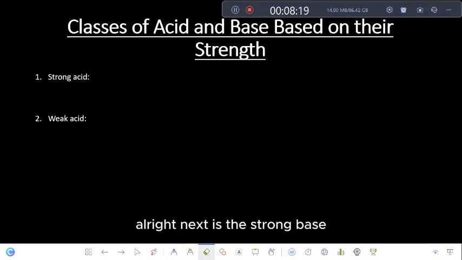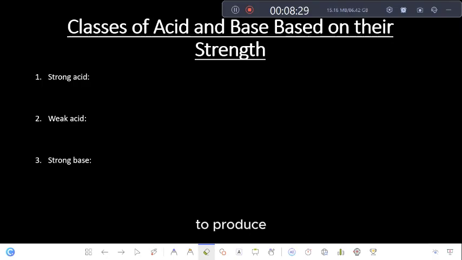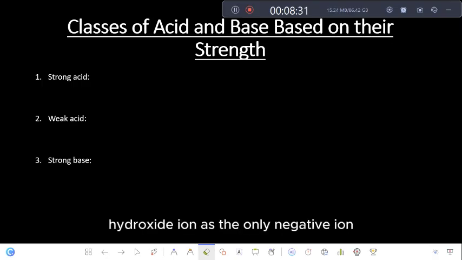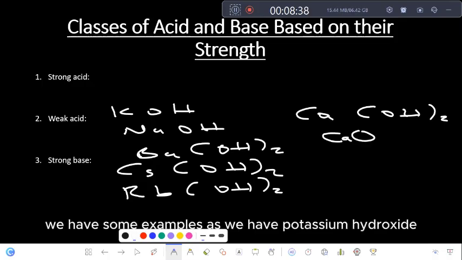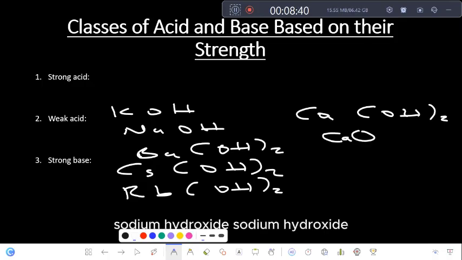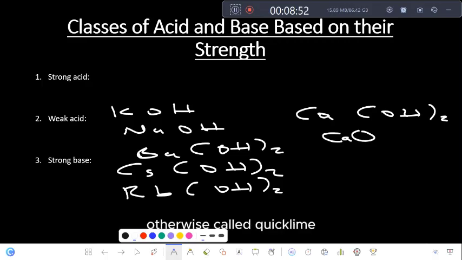Alright, next is the strong base. Strong bases are substances that completely dissociate or dissolve in water to produce hydroxide ion as the only negative ion. We have some examples: potassium hydroxide, KOH, sodium hydroxide, NaOH, barium hydroxide, cesium hydroxide, rubidium hydroxide, calcium hydroxide, and calcium oxide, otherwise called quicklime.